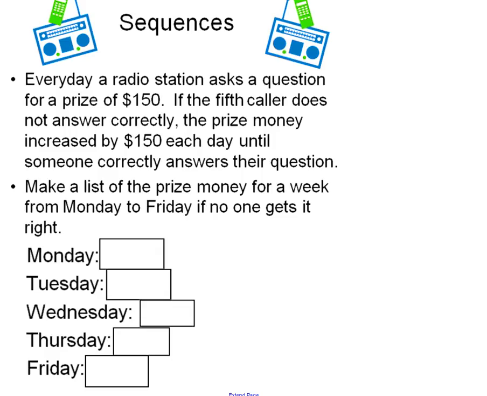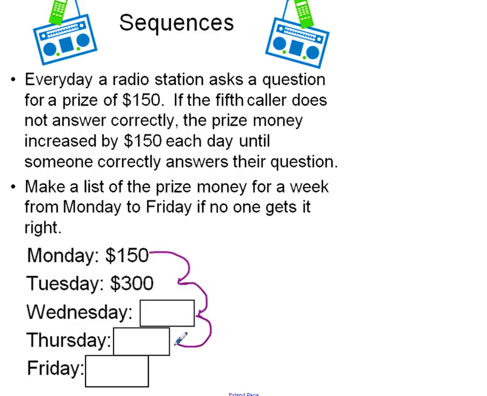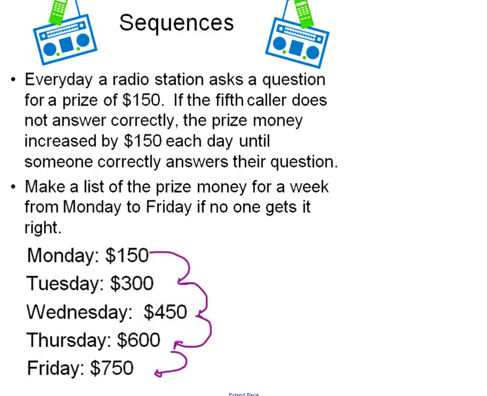Okay, so Monday, if nobody gets it right, the prize is $150. Okay, Tuesday, I'm going to add $150. Okay, and I'm going to get $300. So I'm going to keep doing this. I'm going to add $150 here, add $150 here, and add $150 here. So I get on Wednesday $450, Thursday $600, and Friday $750.